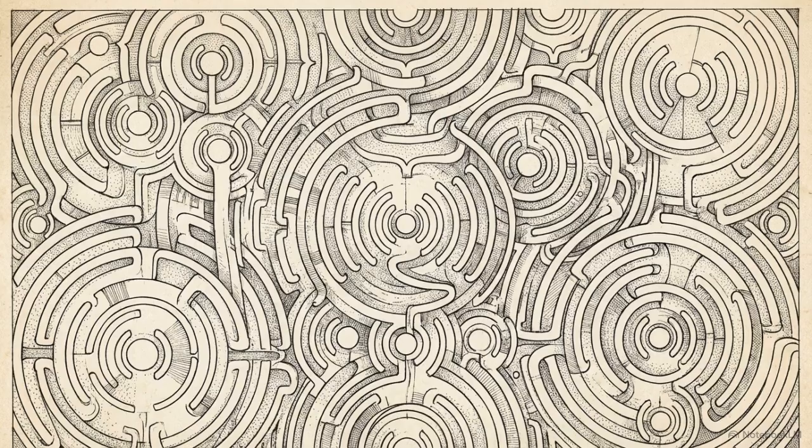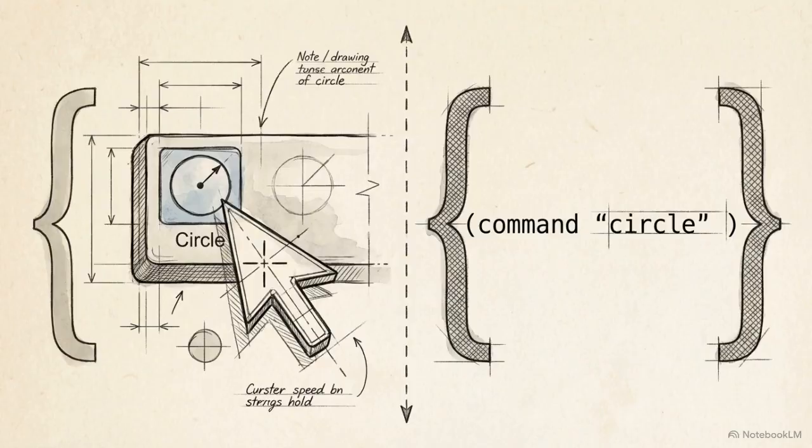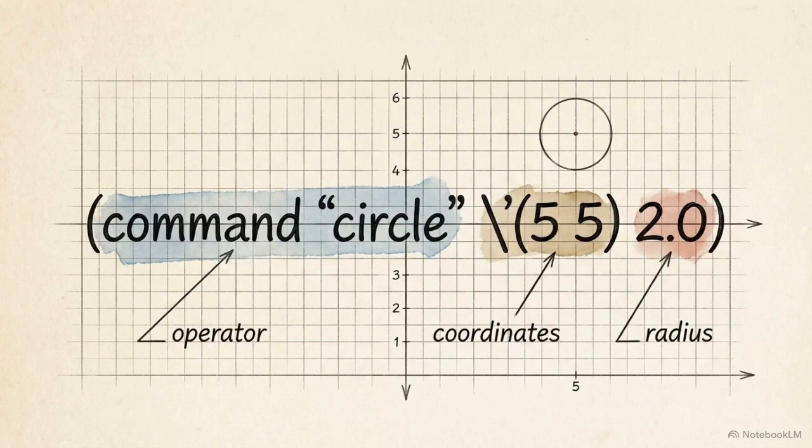The main barrier to adopting this is the syntax. AutoLISP code is heavy on parentheses, which can look jarring and alienating to engineers who are naturally visual thinkers. Instead of clicking to draw a circle, you type a function block. The operator comes first, followed by the coordinates and the radius. You mathematically define the geometry in a single line of text.